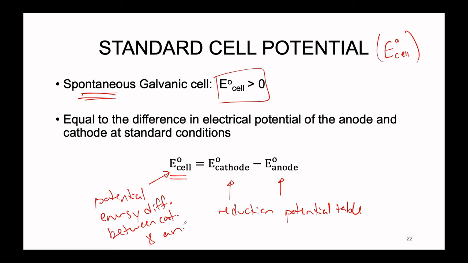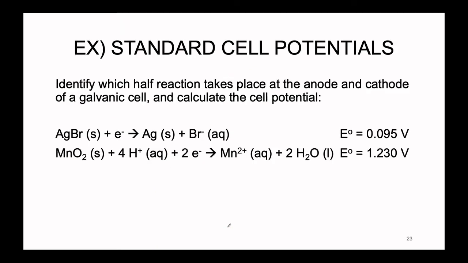Let's actually look at a couple of values, right? We're going to look at a hypothetical situation and use our reduction potentials from the reduction potential table to calculate what a cell potential would be without ever having to step foot in a lab. So here we have such an example problem. Let's identify which half reaction is going to take place at the anode and the cathode.